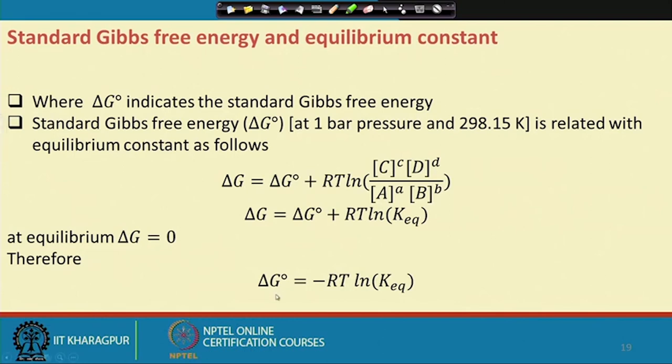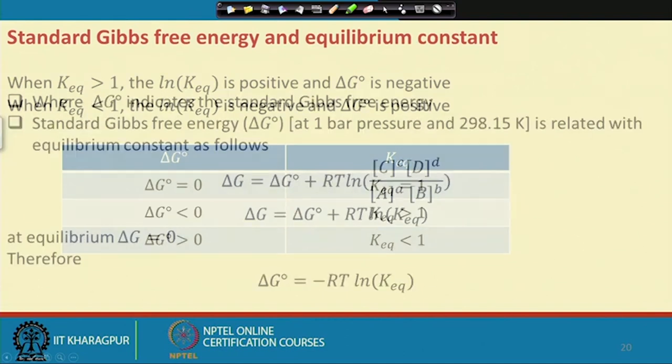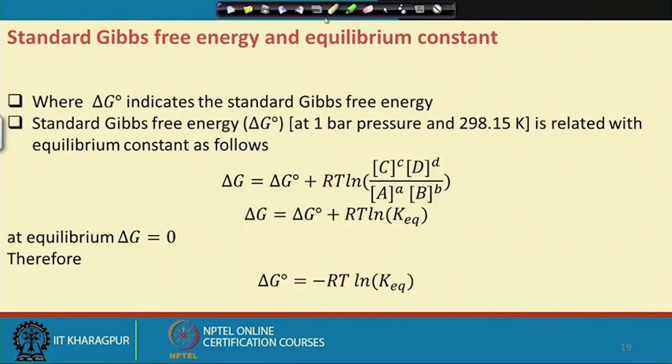Now, del G equal to RT ln this. At equilibrium, if you assume that the change of free energy is 0, then the standard free energy change equals minus RT ln K. So, in a particular chemical reaction, if we know the standard free energy change, from that we can easily calculate the equilibrium constant.